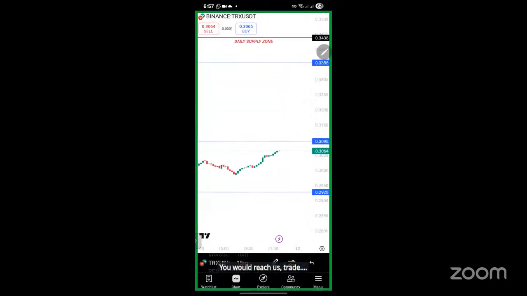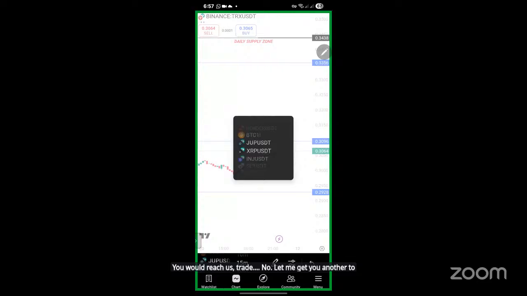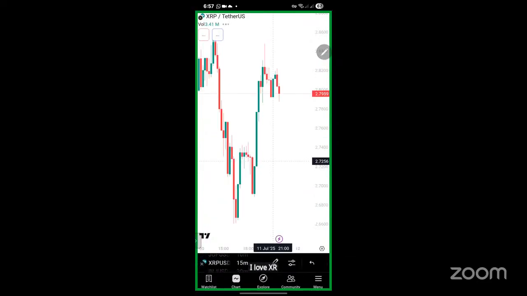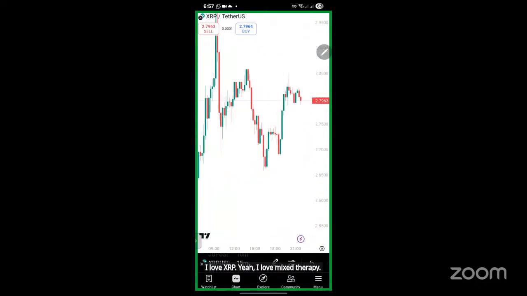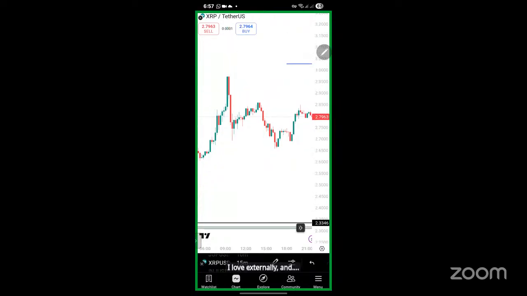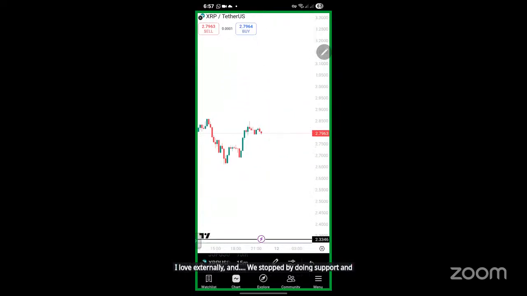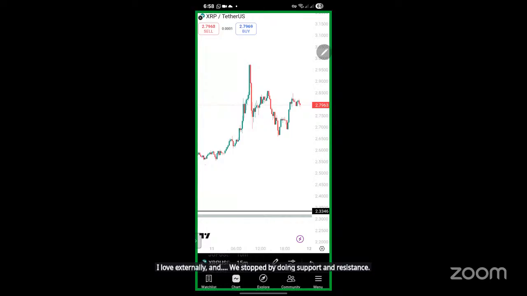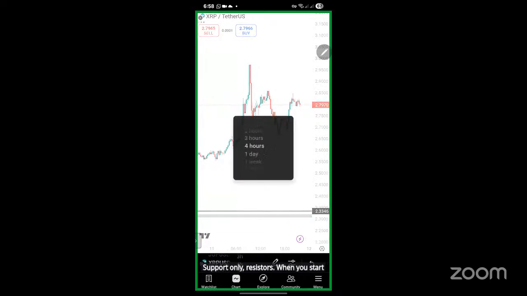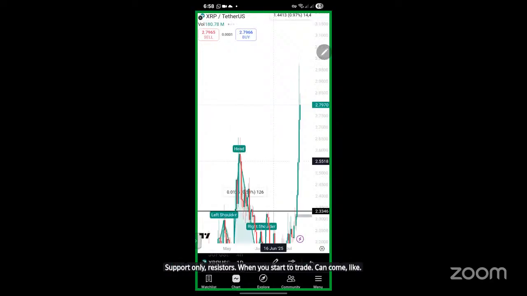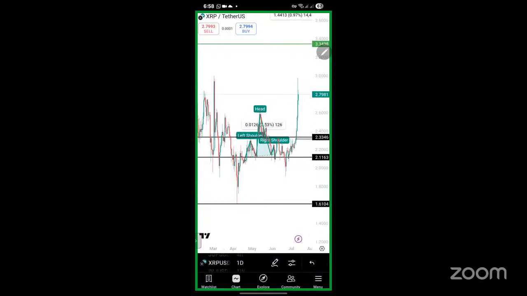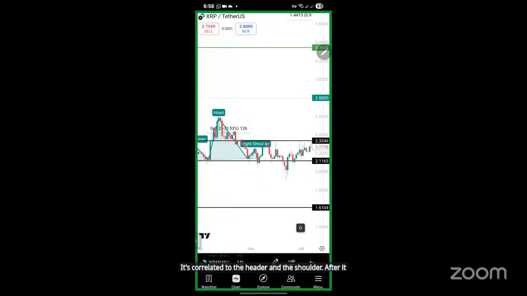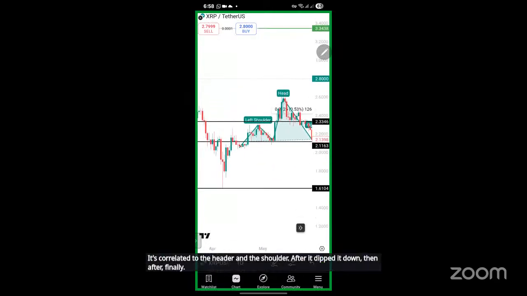Now, let me get another token. I love XRP, and we stopped by doing support and resistance. When you start to trade, you can come like on XRP, this one here. So XRP did it well. It accumulated the head and shoulder. After it dipped down, finally, it made an uptrend.